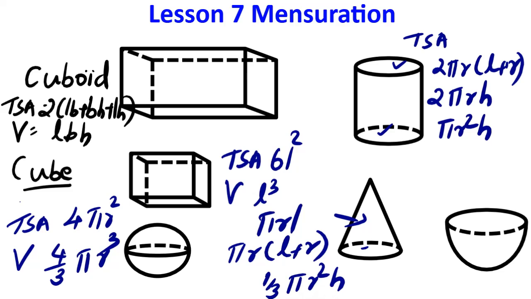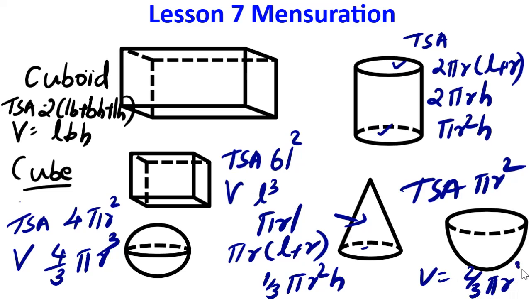Your 9th standard video which I had posted before this will be very useful to you in remembering all these things. For the hemisphere, the total surface area is 3 pi r square and volume is 2 by 3 pi r cube. So these are the things you studied earlier and you know it well, and you applied this in 9th standard and even in 10th standard just now in the exercise 7.1 which I had asked you to do.